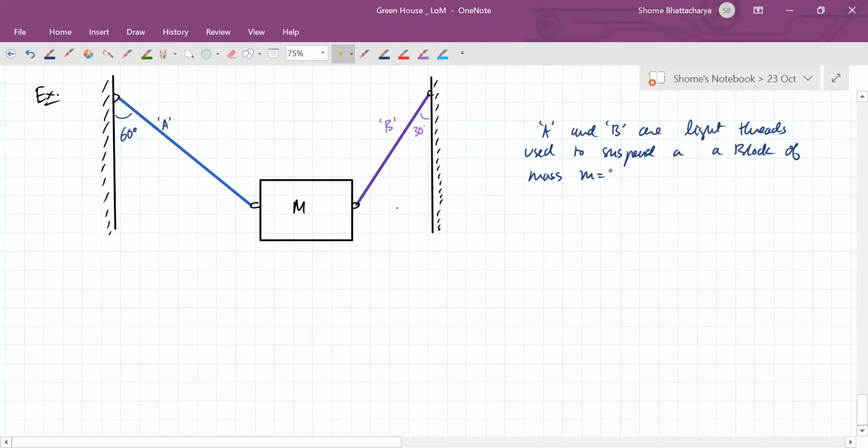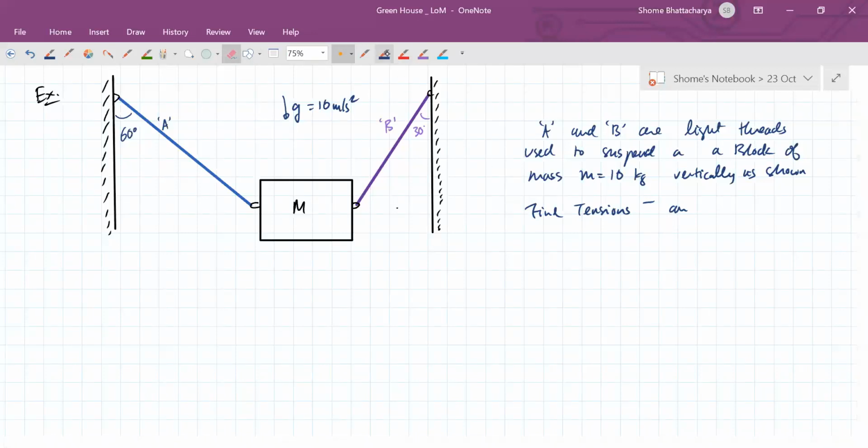of mass m equal to, let us say, 10 kilograms vertically, as shown. Okay, so acceleration due to gravity is 10 meters per second square. So again we have to find the tensions, in this case TA and TB in them.